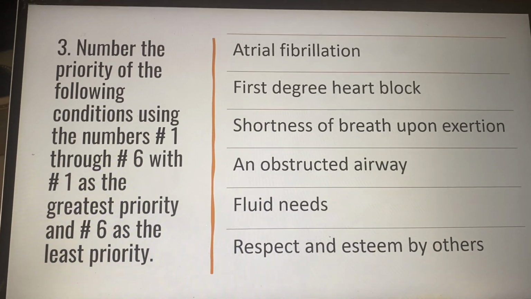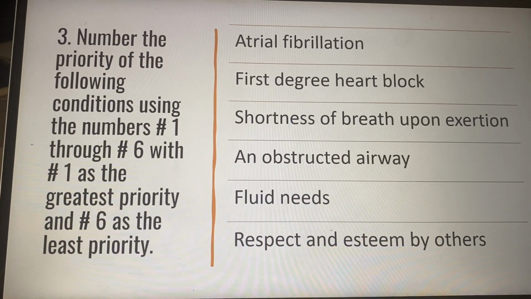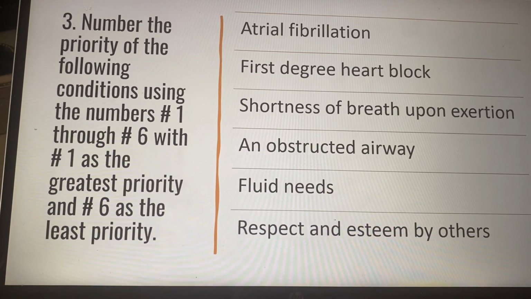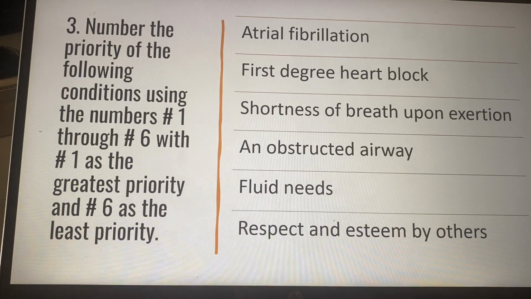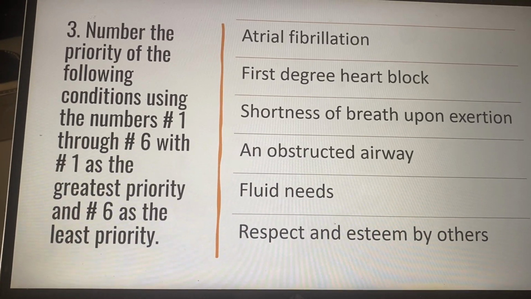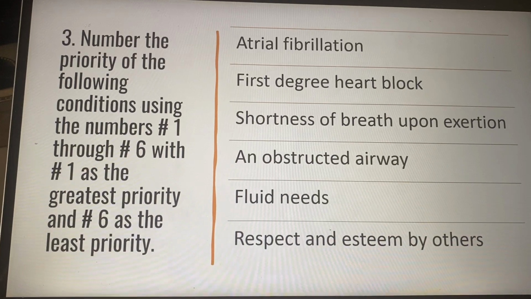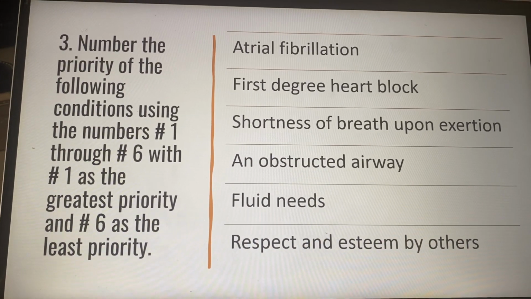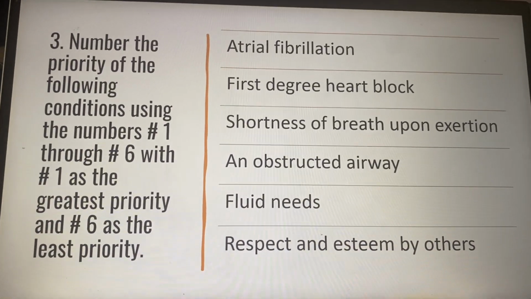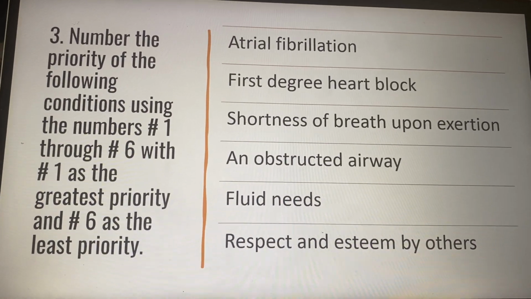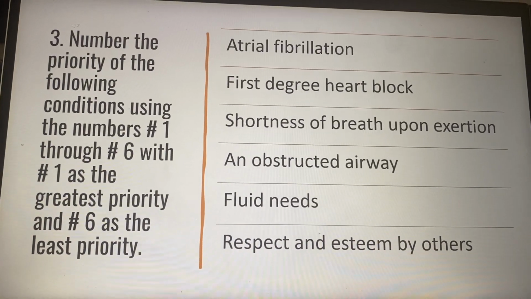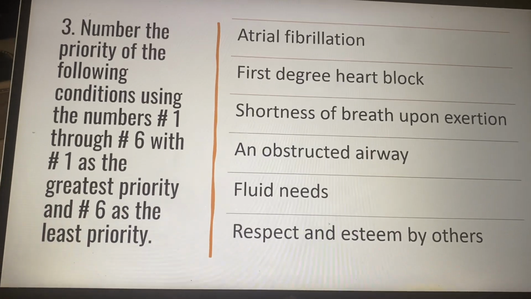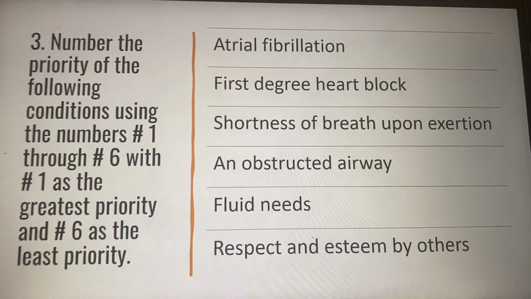Let's go. Number the priority of the following conditions using the numbers 1 through 6, with number 1 as greatest priority and number 6 as least. So we have to make sure that we read that carefully. I like this question, even though it doesn't have additional identifiers regarding what's going on with the AFib or the first degree block. It's a great question to look at: what condition would I actually see first? So we have AFib, first degree heart block, shortness of breath upon exertion, obstructed airway, fluid needs, and respect and esteem by others.